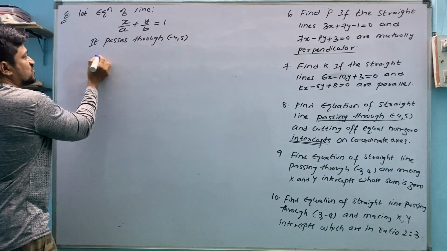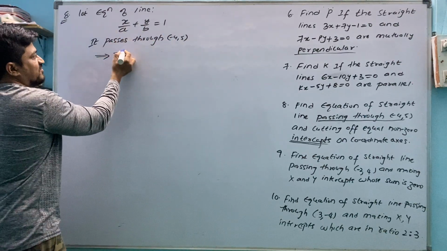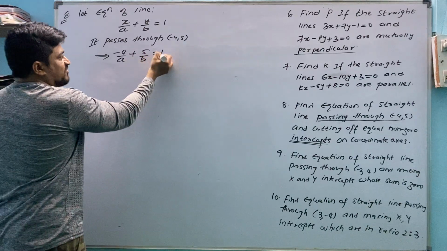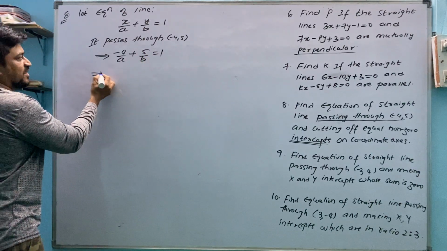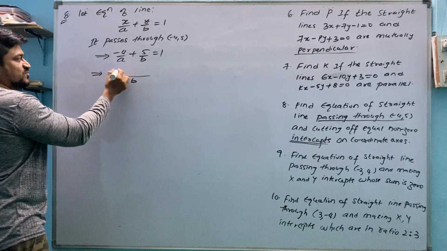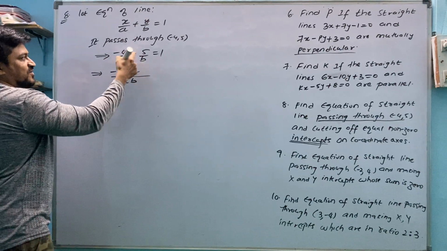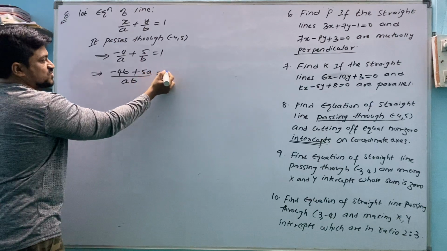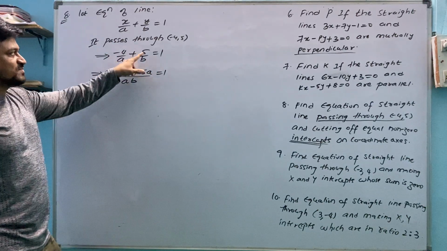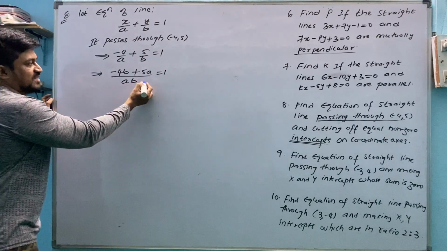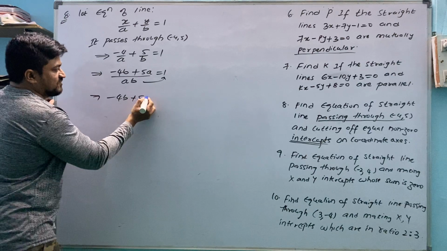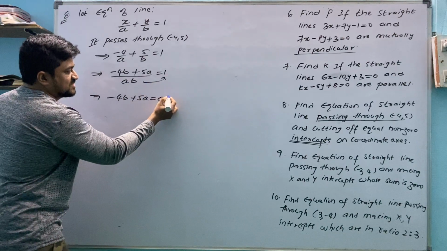Now this value you should substitute in place of x and y. Whenever any passing point, we have to substitute in place of x and y. Then simplify up to some extent. A into b is ab. B into minus 4 is minus 4b. 5 into a is 5a equals to 1. Whenever we have any fractions, we will cross multiply. Then this ab goes to right side. Minus 4b plus 5a is equals to ab into 1 is ab.